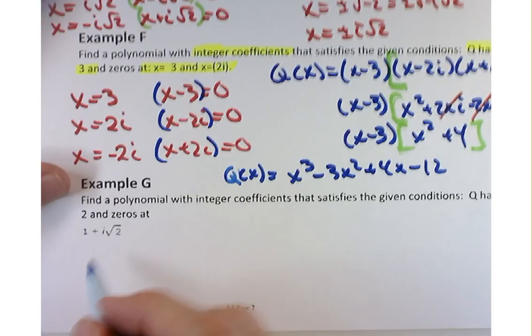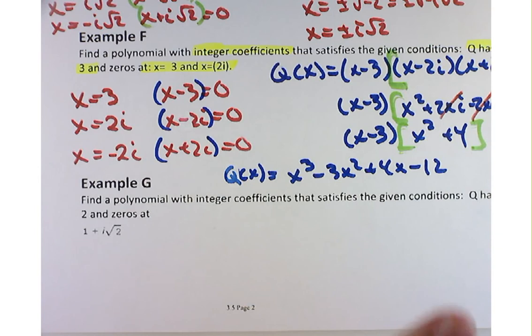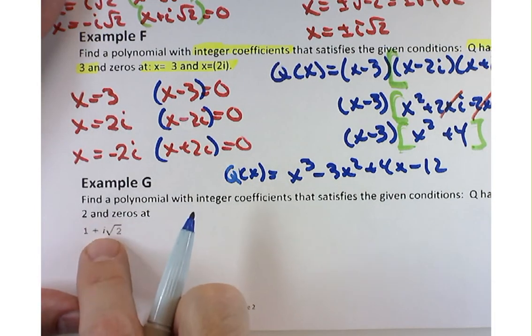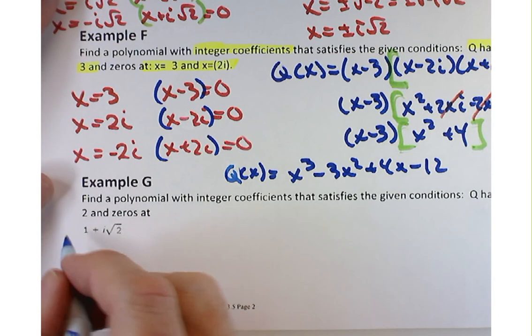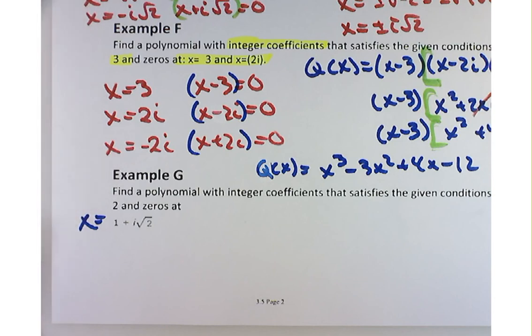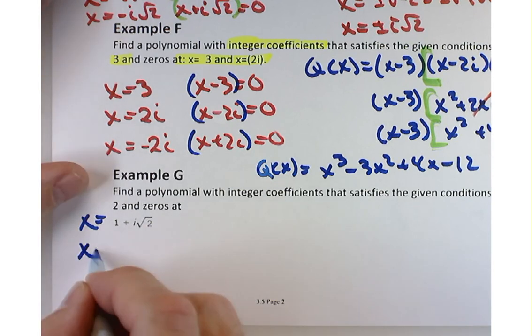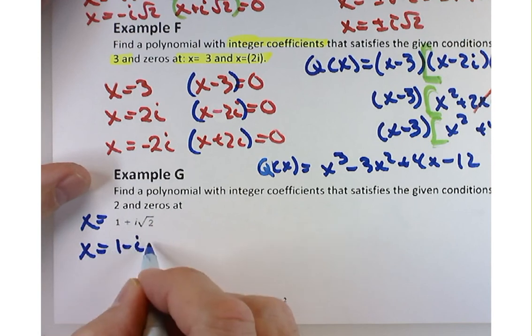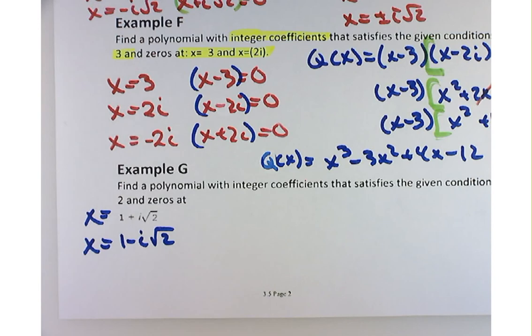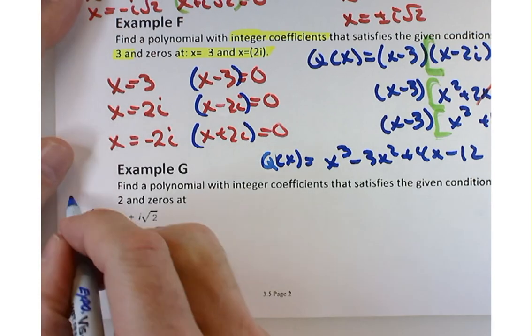Now, in this case, we want to find q of x with degree 2 and zeros at x equals 1 plus i times the square root of 2. But they're only giving me one root. And Sean, I know I need 2 roots. So where's the other root? 1 minus i square root of 2. Perfect. 1 minus i times the square root of 2. So those are our roots.